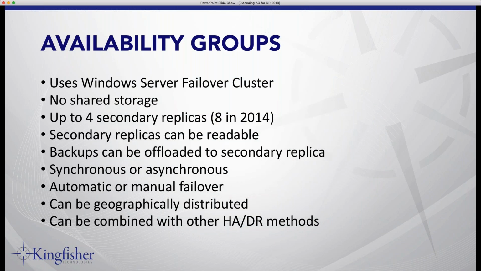So some key characteristics of an availability group. I mentioned many of these already, but it does use a Windows Server failover cluster underneath. But unlike a normal failover cluster, there's no shared storage involved here. We can have multiple secondary replicas. In SQL Server 2012, you could have up to 4. In 2014, you can have up to 8, and they continue to expand that in subsequent versions.